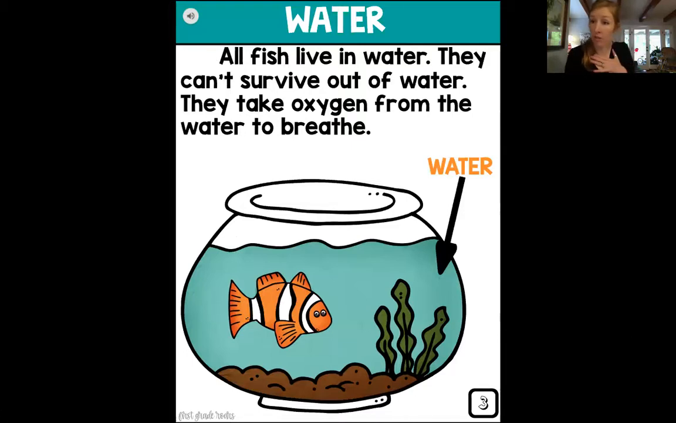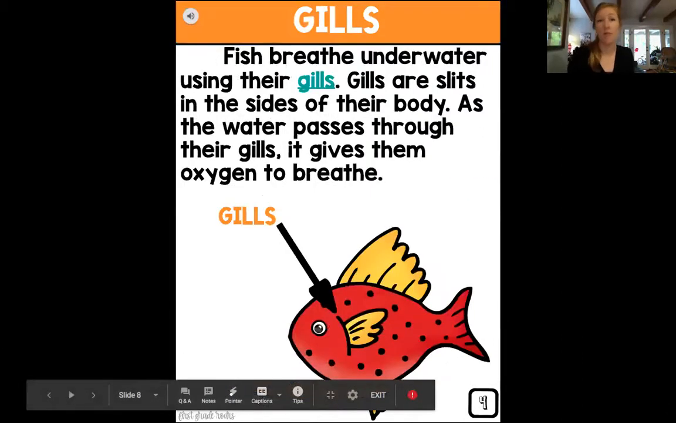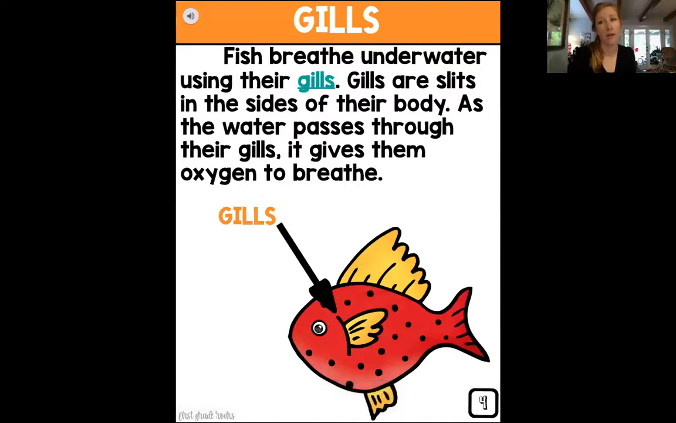Now we breathe with oxygen too. We use lungs. Right? Take a big breath. Right? You just breathe in oxygen into your lungs, and then we breathe out carbon dioxide back into the air. Fish don't do that. They use gills. Fish breathe underwater using their gills. And gills are slits in the side of the body. As the water passes through their gills, it gives them oxygen to breathe.